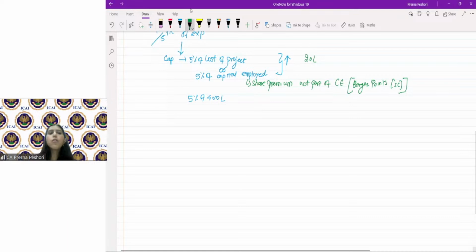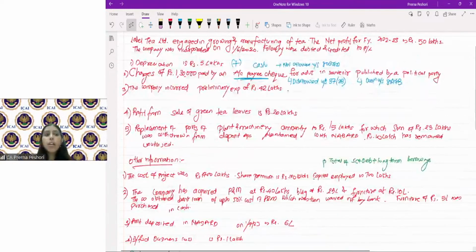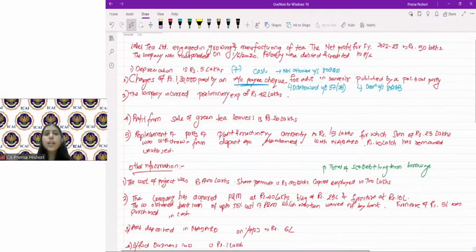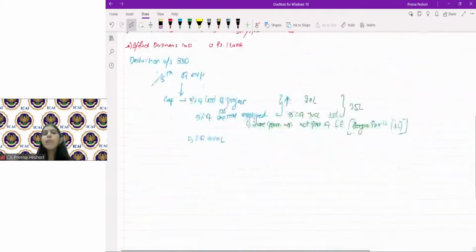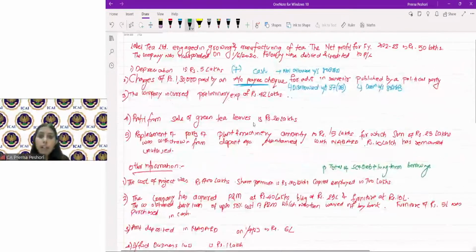So what will be my 5% of capital employed? So 5% of 700 lakh, 700 into 5%, 35. So whatever is higher is 35 lakh. And the preliminary expenditure we have incurred is 42 lakh. So obviously that 42 lakh will get added back.